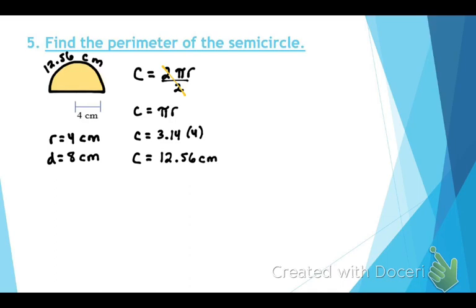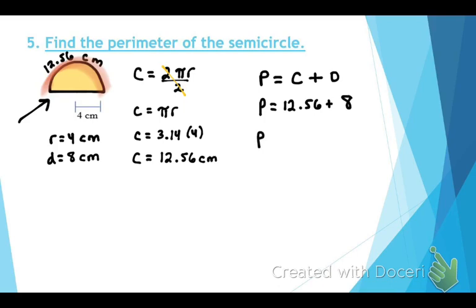But remember, I don't just want this distance. I want the perimeter around the entire semicircle. So we talked about this a little while ago. It's been a few days. To find the perimeter, you have to take the circumference plus the what? The diameter. So we just discovered that the circumference was 12.56 plus the diameter. What would the diameter be of this area down here? 8. Add those two together and that will give you your answer.